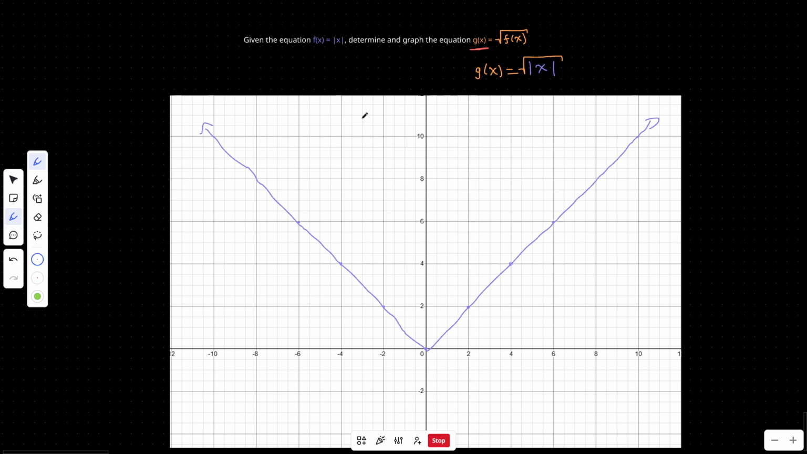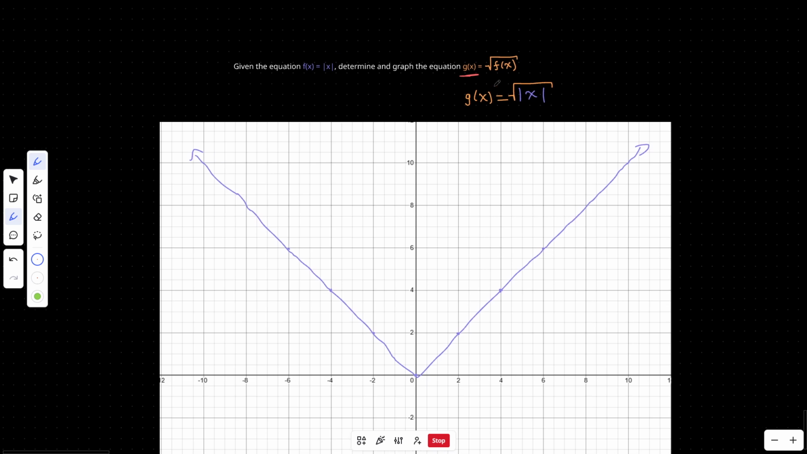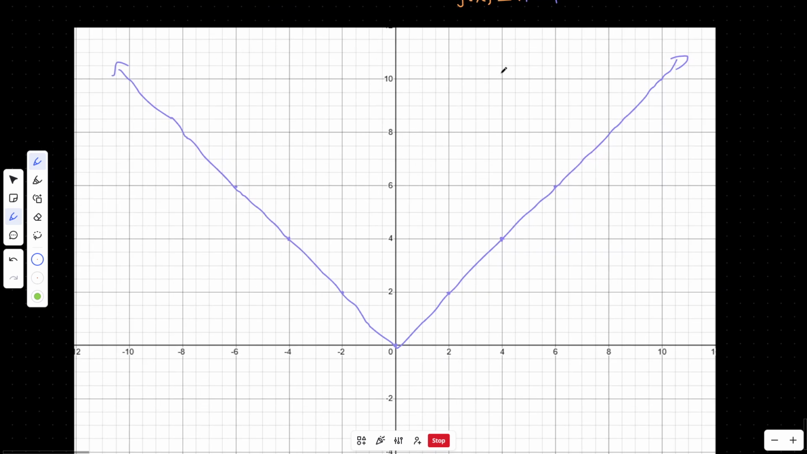So now all we have to do is draw the equation of g of x, and since g of x is just the square root of f of x, we can just take the square root of each y value. So for example, at the point 4, 4, it's now going to be at 4, 2, because we just took the square root of the y value, and the point 0, 0 is going to be the same right there. The point 2, 2 is going to be at the point 2, square root of 2.